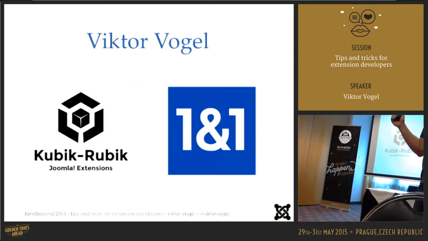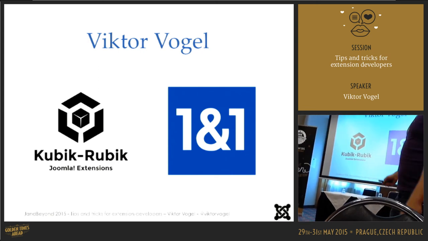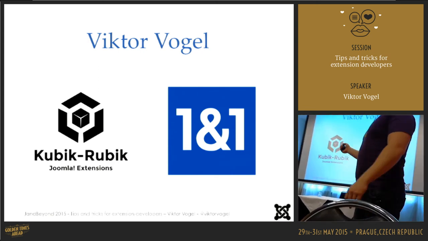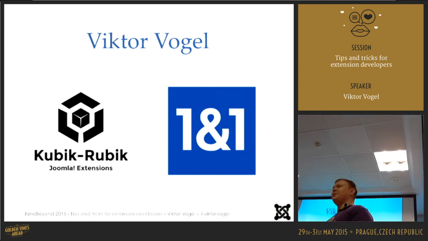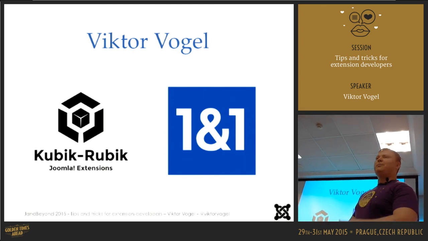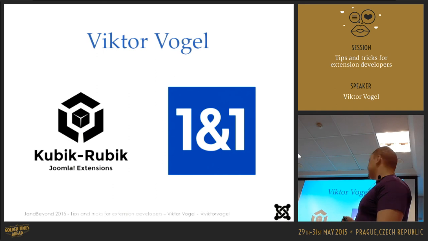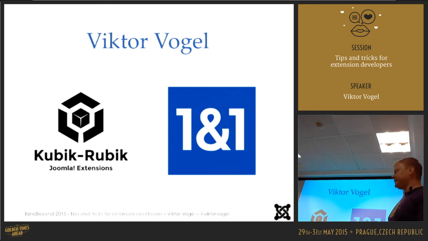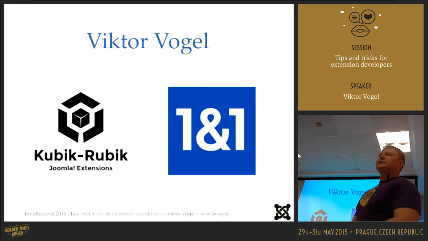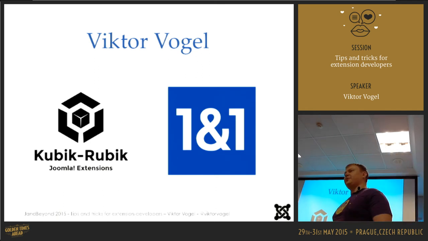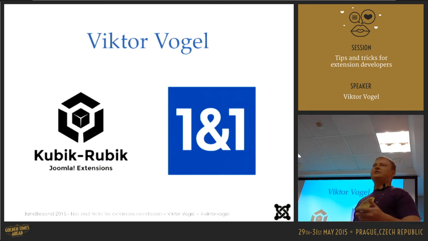Brief introduction. Viktor Vogel is my name. I'm the developer of the Cubic Rubik Joomla extensions. I started 5-6 years ago, and then it got more and more popular and makes fun. After my studies in computer science, I got a permanent position at 1&1 as the Joomla expert. Since this year, I'm also in the production leadership team of Joomla in the official project, and also in several other groups, like the bug squash group.